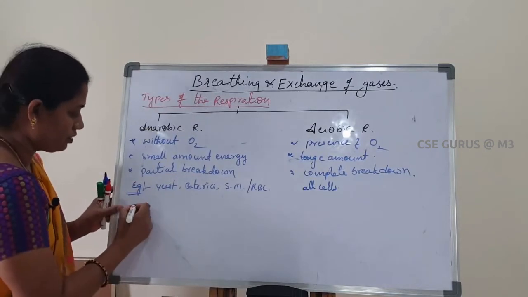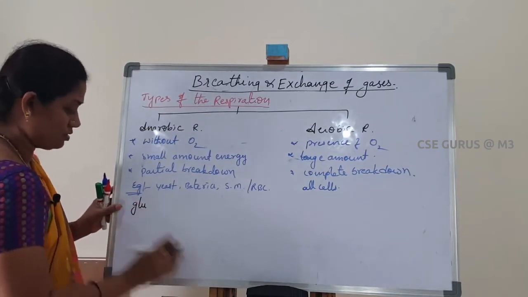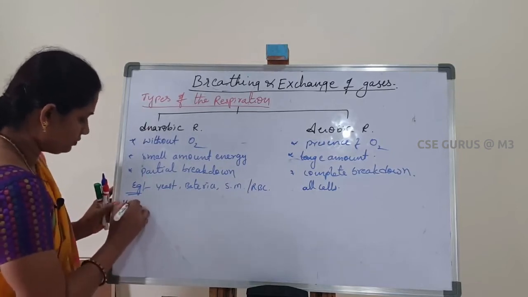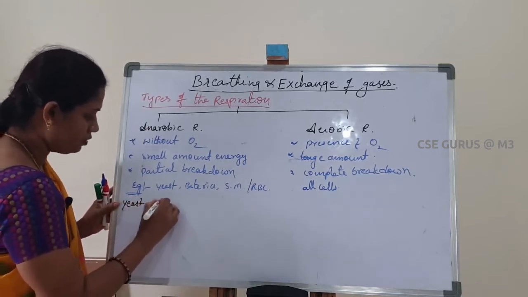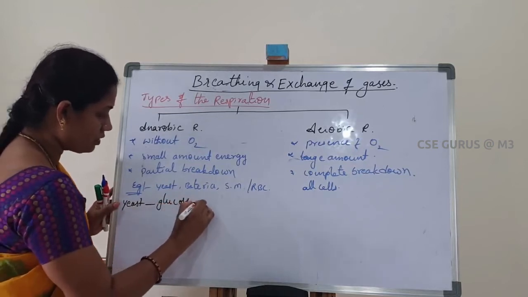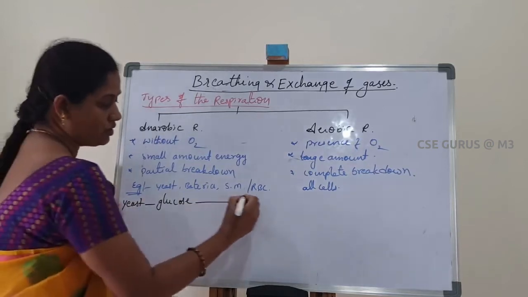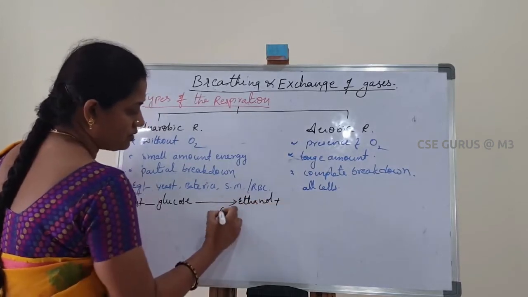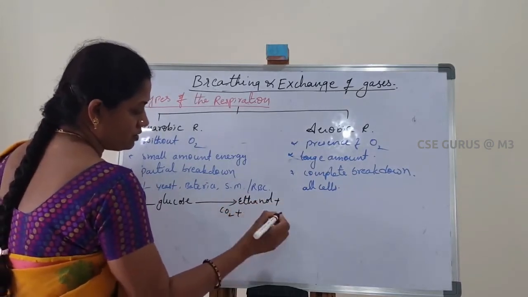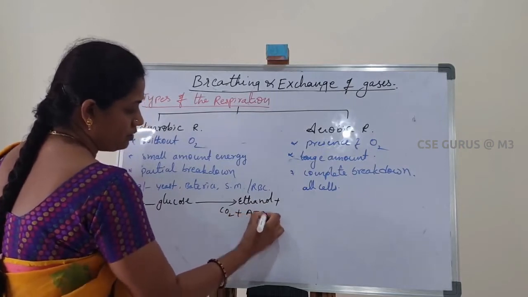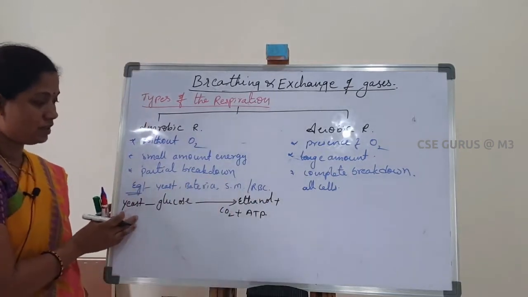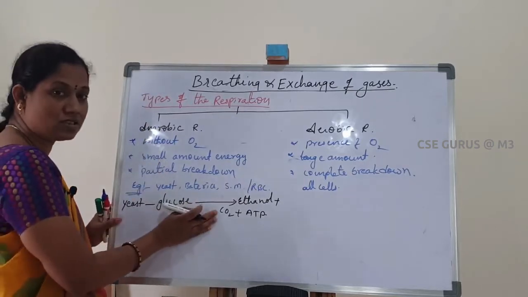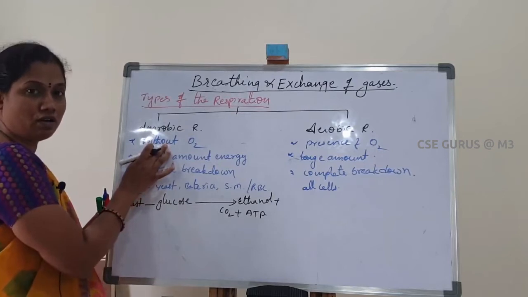For example, the reaction in the yeast: glucose is converted into ethanol plus carbon dioxide plus ATP. So this reaction takes place in the yeast. What will happen here? Without oxygen. This process takes place in the absence of oxygen.